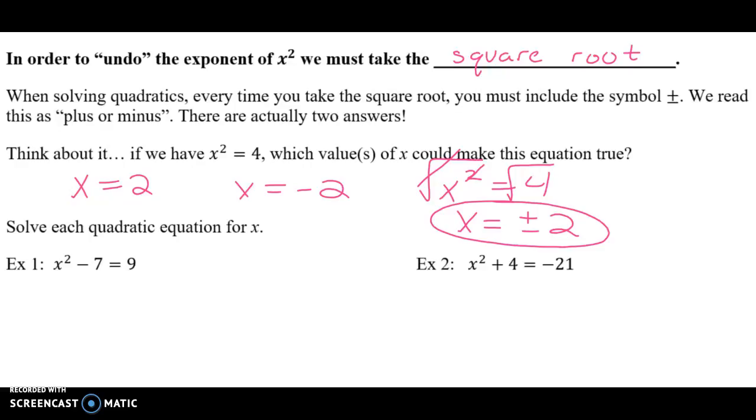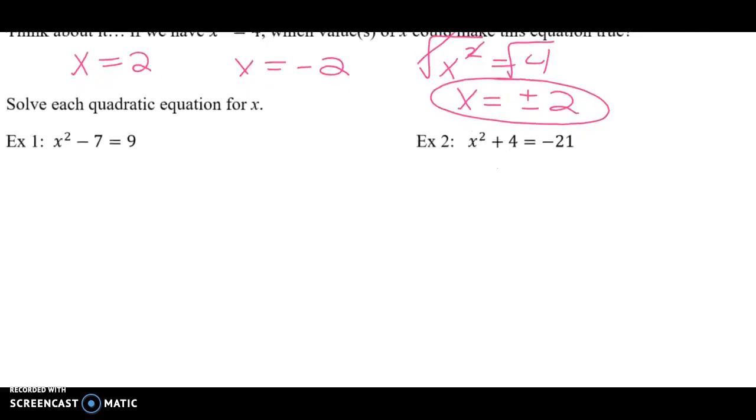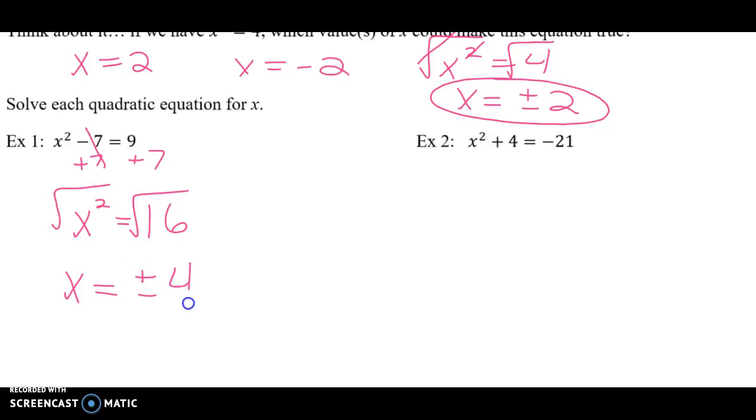Okay, so let's do example 1. How could I solve this quadratic equation? What should I do first? Add the 7 over. Good, so we could add the 7 over. That cancels, which gives me x squared equals 16. Good. Square root both sides. So x equals positive or negative 4. There's two answers to this problem.